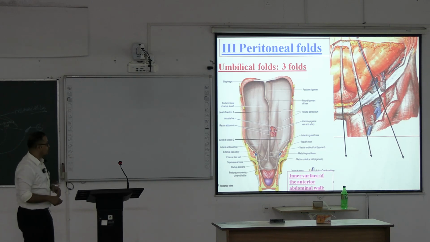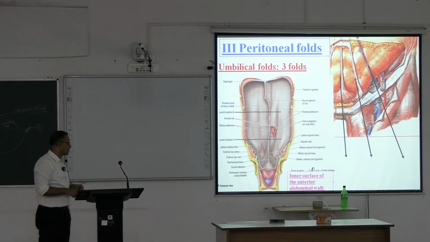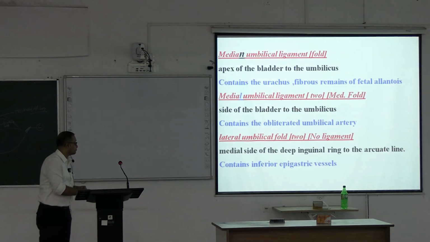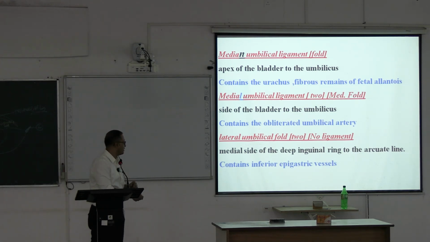Out of these 3 umbilical folds, the middle one, the median umbilical fold, has embryological importance and holds the urachus, clinically important for explain-why kind of questions. And the lateral umbilical fold holds the inferior epigastric vessels, an important landmark for surgery in this region, on the medial side of the deep ring, where this vessel can be found, important for inguinal repair surgery for herniations.